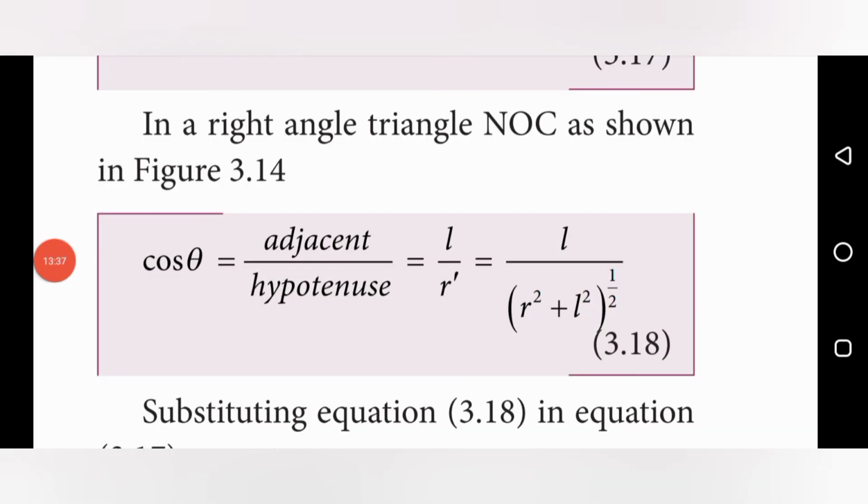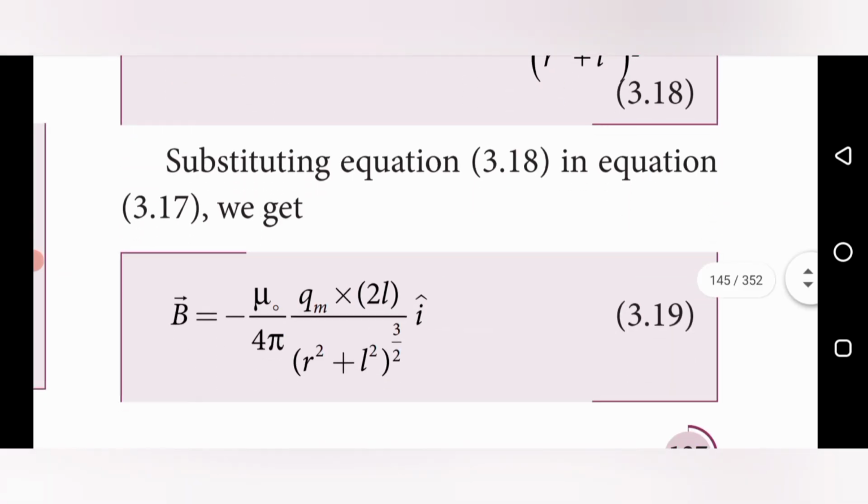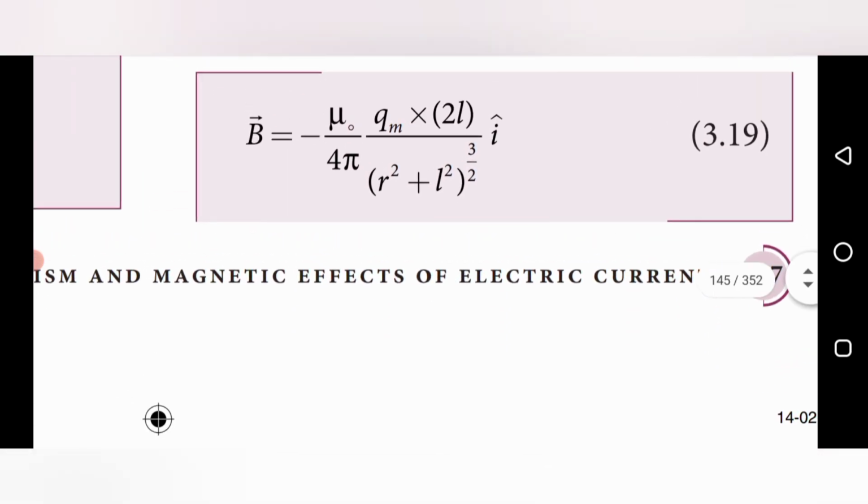Now find the cos theta value, that is adjacent by hypotenuse, so l by r dash, which is equal to l by (r square plus l square) to the power 1 by 2, that is the square root. Substituting the cos theta value in the above equation, finally you will get minus mu naught by 4 pi, q into 2l divided by (r square plus l square) to the power 3 by 2.